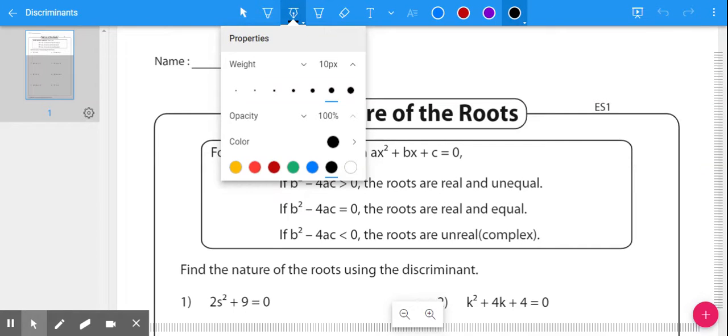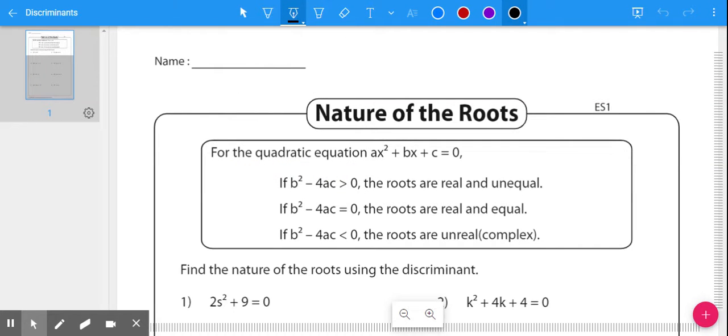All right, guys, this is an extra page that I put in your packets to better prepare you for the test and to help you do the Unit 8 homework. So the nature of roots is also called the discriminant.